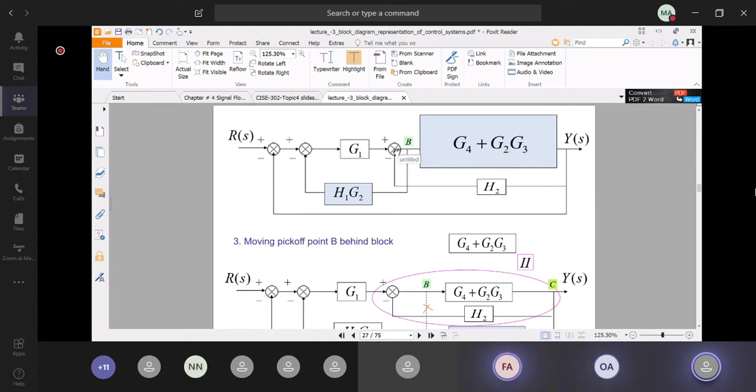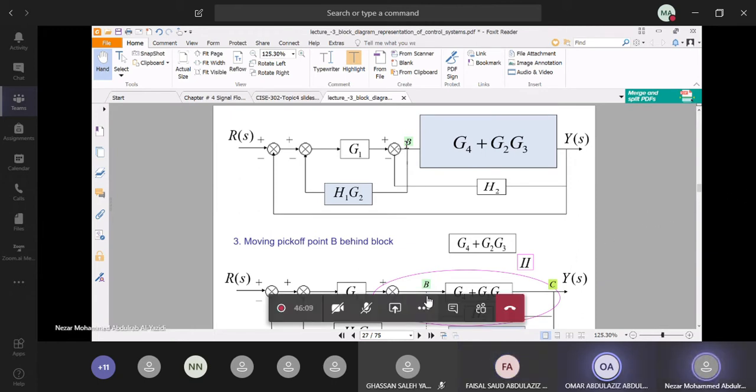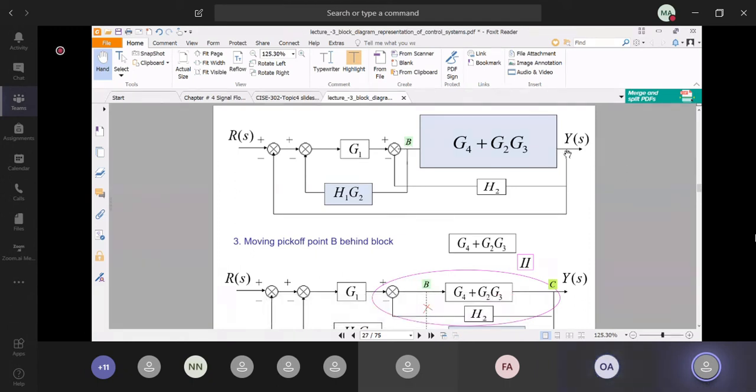Can we move the pickup point B backwards, behind the summation point, or we cannot? No, you cannot move it behind the summation. You cannot swap between summation and pickup, only with blocks. So we can move the pickup to the right, or move the summation to the left. We have two choices: either I move the pickup point B to the right, or I move this summation before this summation. Maybe it's better to move the summation.